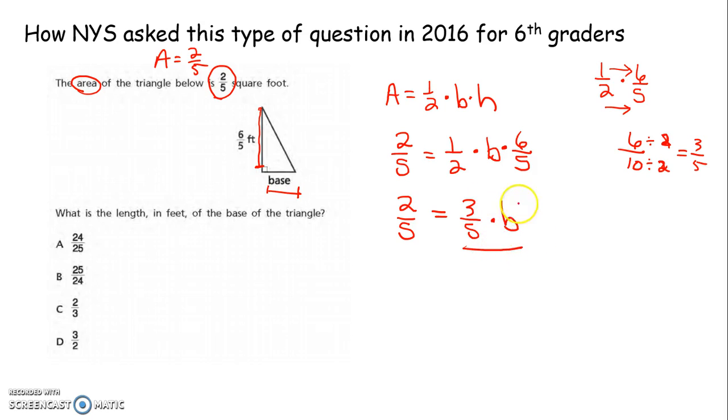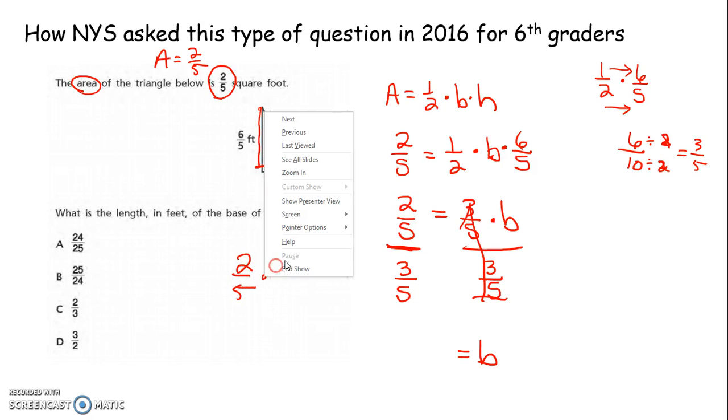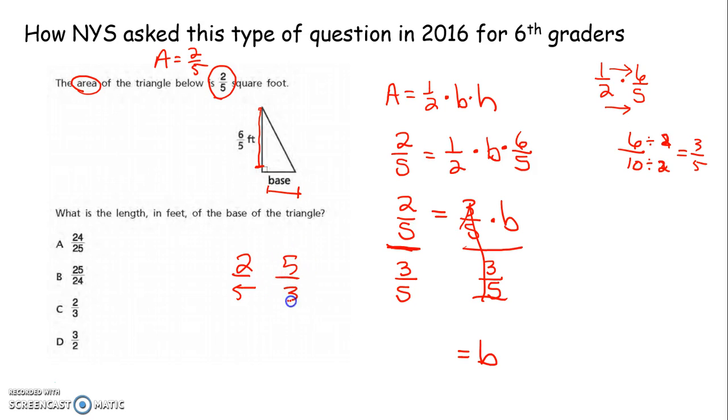So to get B all by itself, I'm going to divide the right-hand side by 3/5. If I'm going to divide the right-hand side of my equal sign by 3/5, I need to divide the left-hand side by 3/5. I hope I don't run out of time. 2/5 divided by 3/5 is 2/5 times 5/3. 2/3 is going to be your answer.